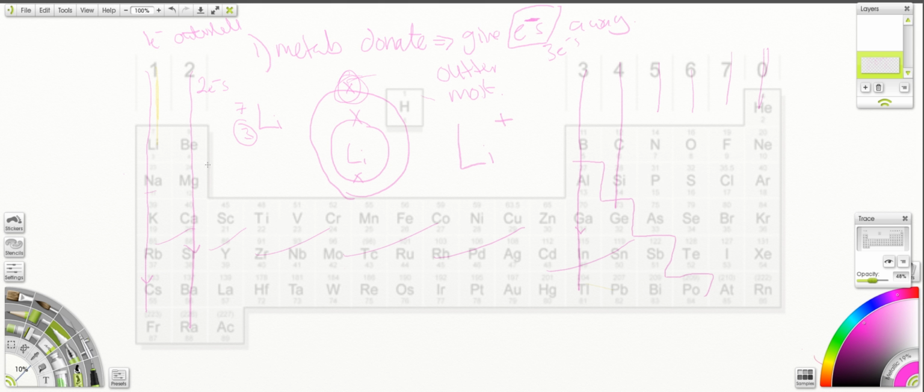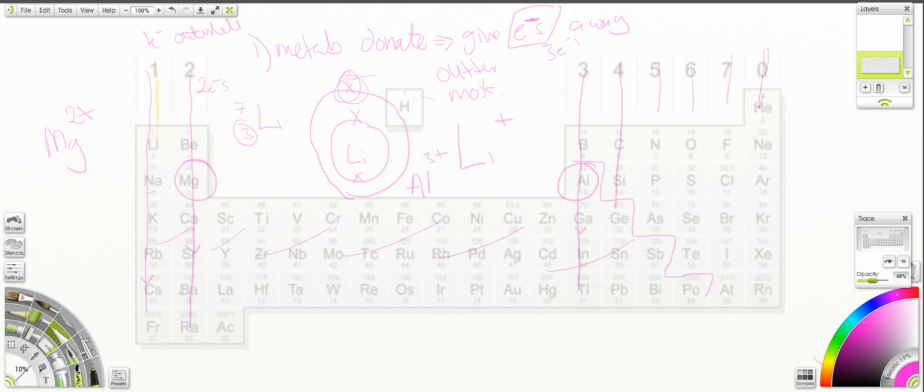Let's take magnesium. Magnesium is in group 2, so how many electrons in the outer shell? 2. How many is it going to lose? It's going to lose 2 electrons. So if it loses 2 electrons, what charge will it have? It's going to become positive by 2. Aluminium is another metal. It's in group 3. So how many electrons in the outer shell? 3 electrons. How many electrons will it lose or donate? 3 electrons. So what will be the charge? It's going to be Al3+.